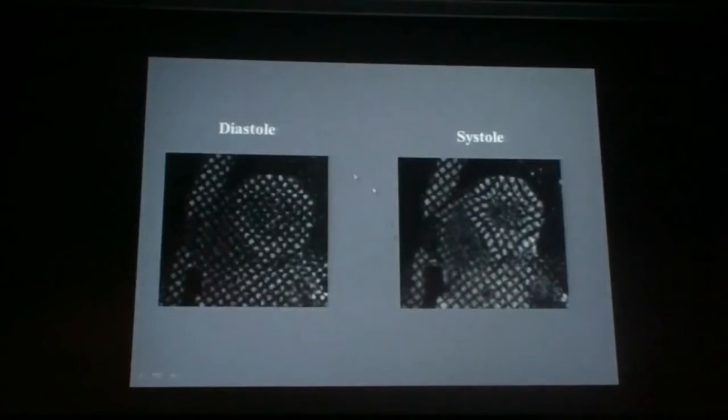So over here, during diastole and systole, the deformation of the square that you have here during diastole is perfectly square, and during systole it becomes a rectangle here in the septum. Over here, the left ventricle that you can see between the two.